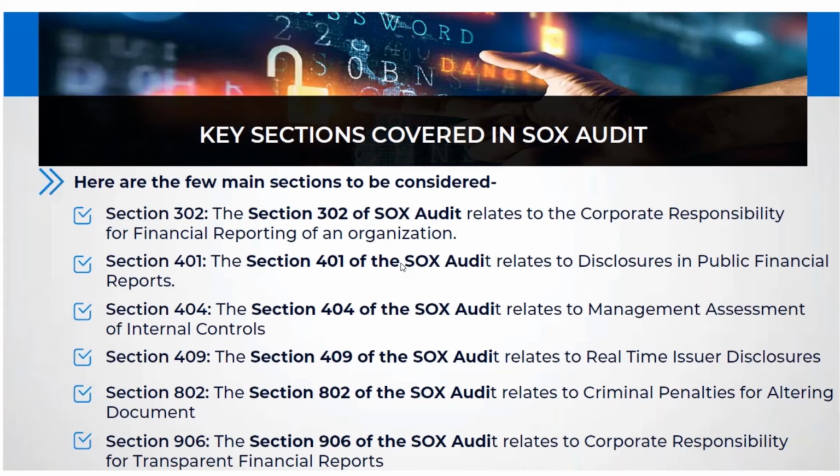Section 906 of SOX relates to corporate responsibility for transparent financial reports. The definition of transparent financial reports is really very interesting. It cannot just be a block figure. You have to show how you arrived at those calculations, and how the profit after tax or expenses or whatever you are showing is backed up with hardcore raw data. That's where the transparency comes into place.